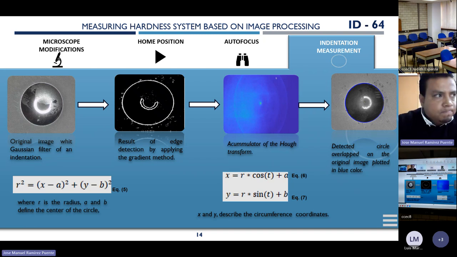The circular Hough transform: edge detection is applied. For each edge point, a circle with the desired radius is generated using equation five, and this is stored in a matrix called the accumulator. The highest values can be easily identified, and these points will indicate where the center of the circle is located. Finally, the information about the circles and their radius is drawn in blue on the original image.